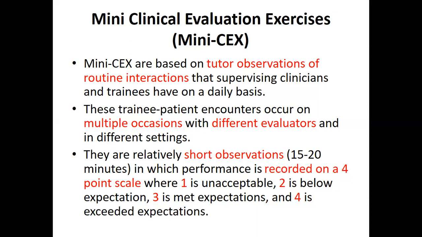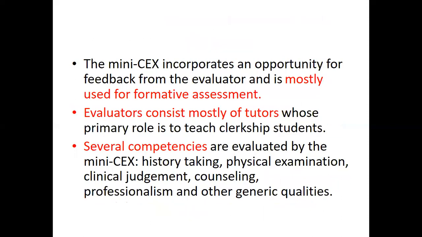They are really short observations, which may be from 10 to 15, or we can say 15 to 20 minutes. And that is recorded on a 4-point scale, in which 1 is unacceptable, 2 is below expectation, 3 is met expectation, and 4 is exceeded expectation. And then these points are combined to have a total score, which we have discussed previously, that may be satisfactory, highly satisfactory, or unsatisfactory.